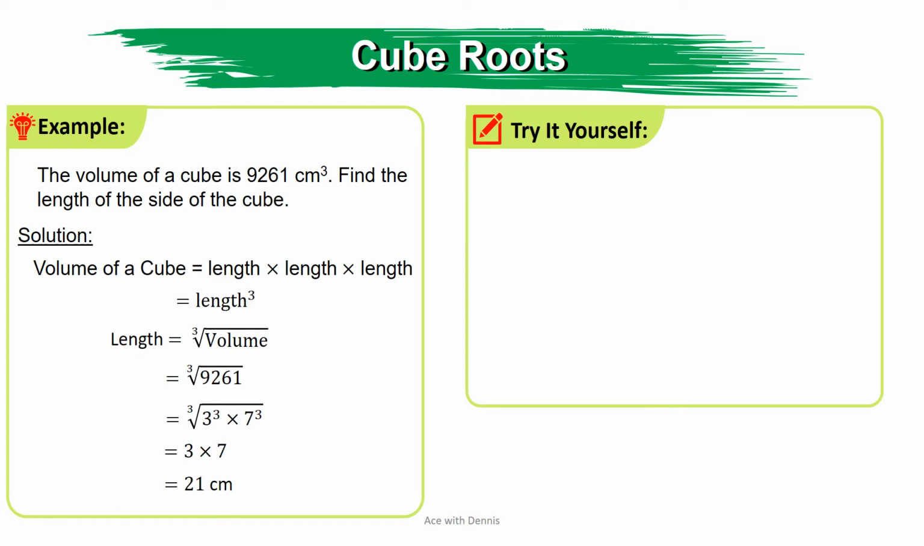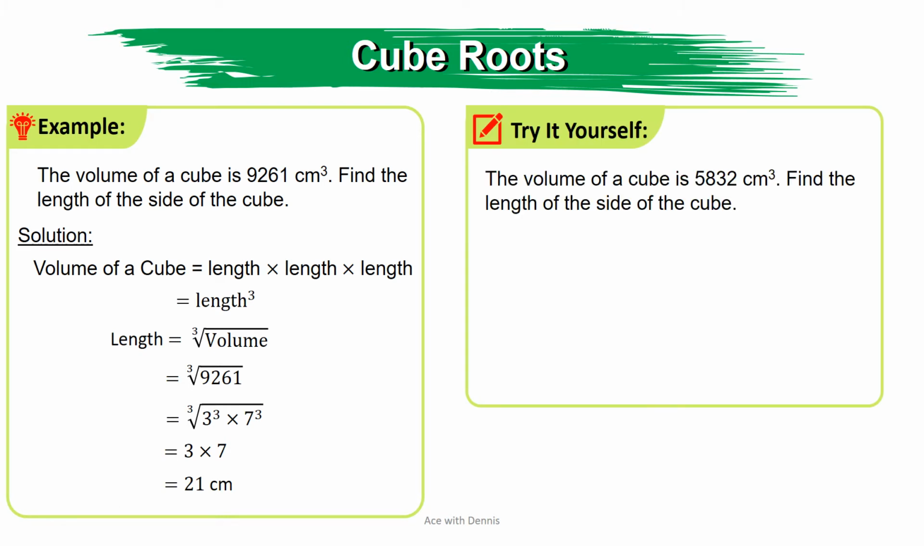Now you can try this example yourself. The volume of a cube is 5832 centimeters cube. Find the length of the side of the cube. You can try to solve it yourself. And here's the solution. The length is the cube root of the volume. For this case, it's cube root of 5832, which is cube root of 2 cube times 3 power 6. To remove the cube root, we have to divide the power by 3. Therefore, we get 2 times 3 square, and the answer is 18 centimeters.